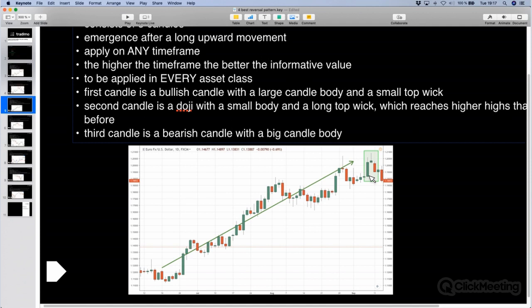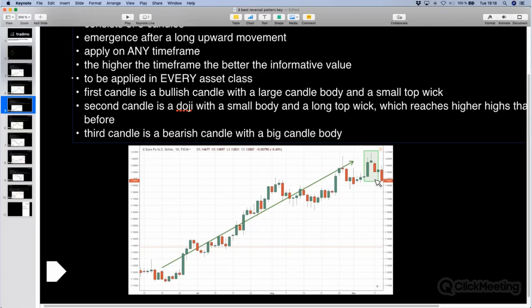A doji is a candle where the opening and the closing price is at the same level. But you will not have this very often, so you can work with very small candles. For example, here, this is also a doji, but the candle before was not big enough to be an evening star formation. But here in this case, we have a big bullish candle followed by a doji or a candle with a very small body and a long wick to the upside, which achieves new highs. Very important, the long wick to the upside has to achieve higher highs. And then the third candle is a bearish candle with a big body. And then you have the evening star formation.